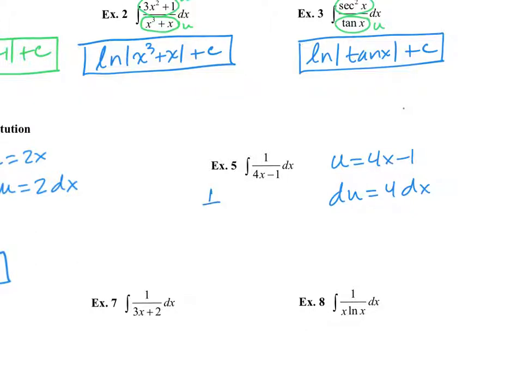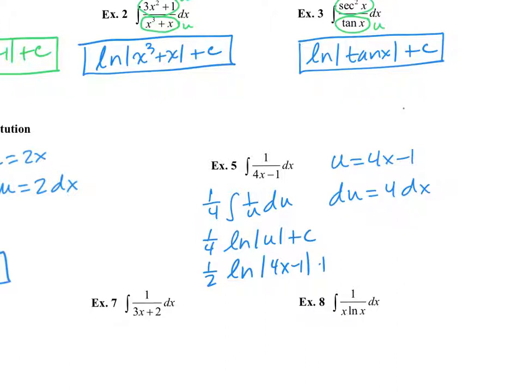So it would be 1/4 the integral of 1 over u du. All right, and so that integral is 1/4 the natural log of the absolute value of u plus c. And then last but not least, let's do our back substitution. Let's replace u with 4x minus 1. So it'd be 1/4 the natural log of the absolute value of 4x minus 1 plus c.